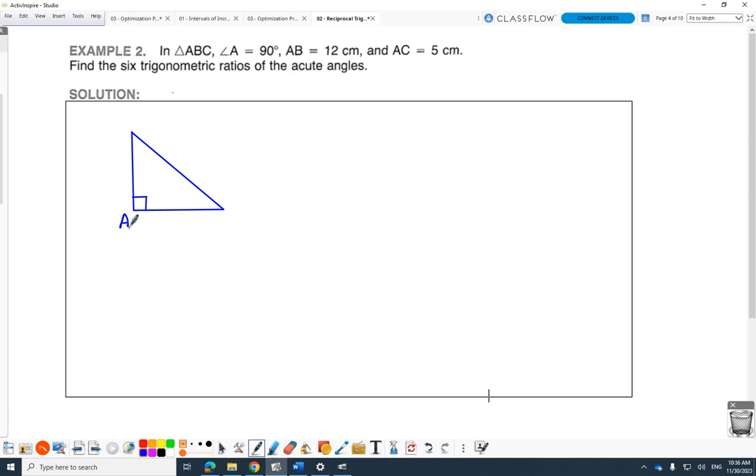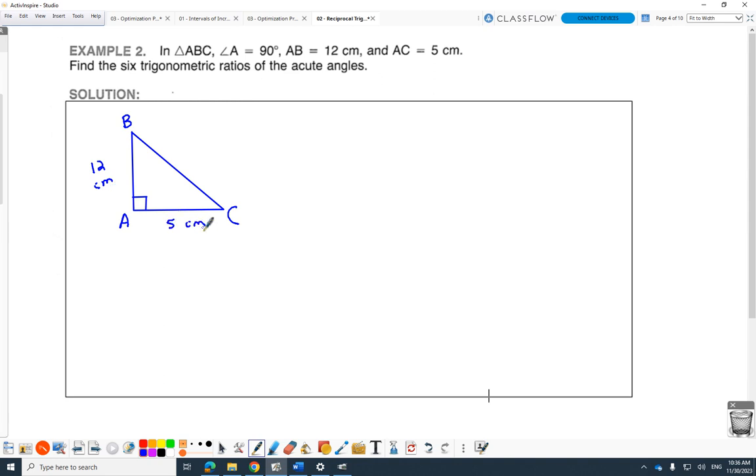This bothers people when they have freedom of where to put B and C. But you'll get the same answers. If you put B up on the top and C down here, you'll get the same answers as if you put the C in the B. It won't matter which way you do it. I usually go clockwise, but there's no good reason for that. That's just the way I do it. So AB is 12, so this is 12 centimeters over here. And AC is 5 centimeters, that's down here.